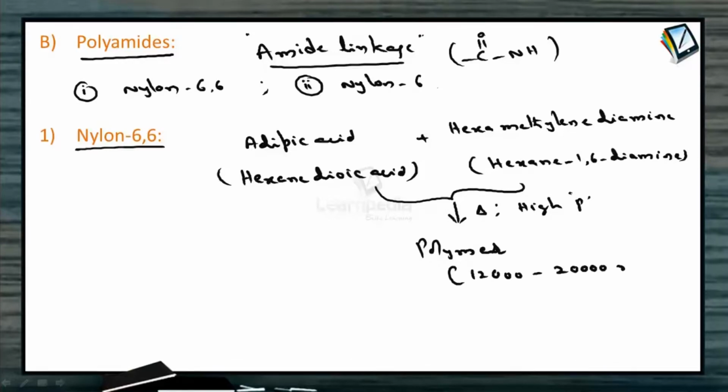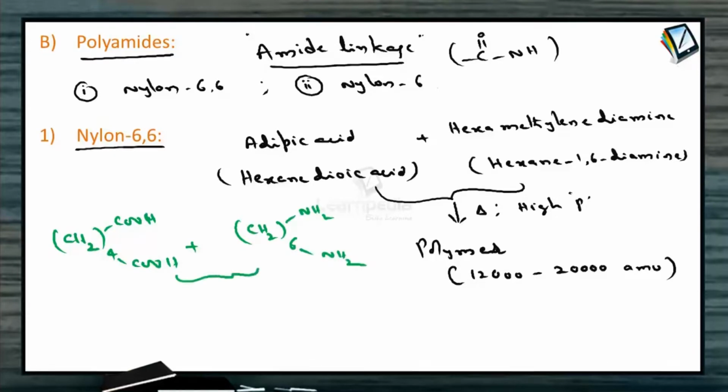20,000 mu units. So therefore, the reaction involved can be written as: adipic acid, HOOC-(CH2)4-COOH, and then hexamethylenediamine, which can be written as H2N-(CH2)6-NH2. These, when subjected to condensation by taking n moles on heating under high pressure, with elimination of n moles of water, give Nylon 6,6.